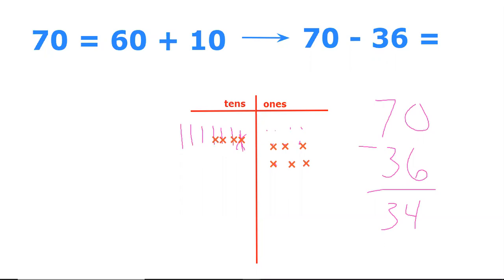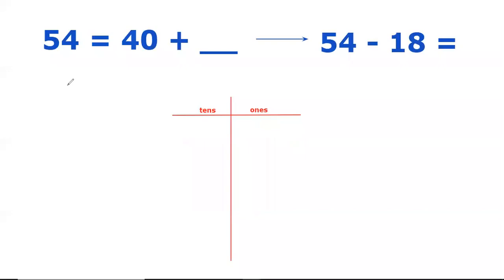So let's try the second problem. The second problem I have here is 54 minus 40 plus something, and 54 minus 18 equals something. Well, let's look at my subtraction problem here, since I know that's what I'm going to end up needing to solve. If I stack my 54 on top of my 18 to solve it, then I can see I've got a problem.